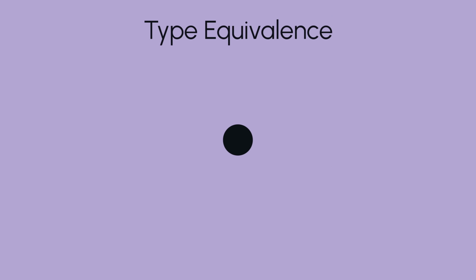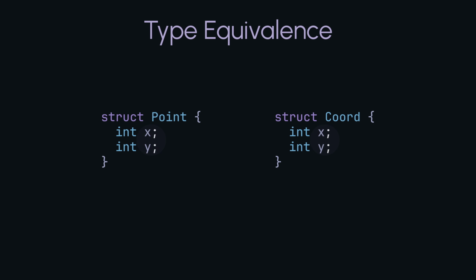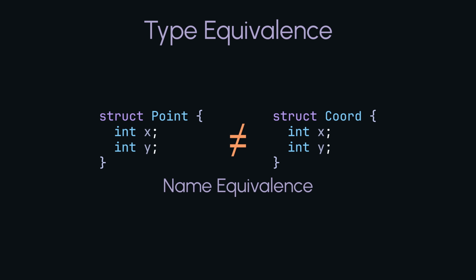An interesting question within type checking is, when are two types considered the same? There are two main schools of thought. The first one is name equivalence, also called nominal typing. Two types are the same only if they have the same name. So even if two structs have exactly the same fields, they are different types if they have different names. Java and C++ work this way.